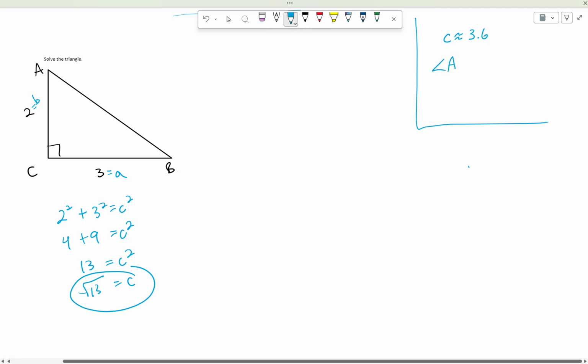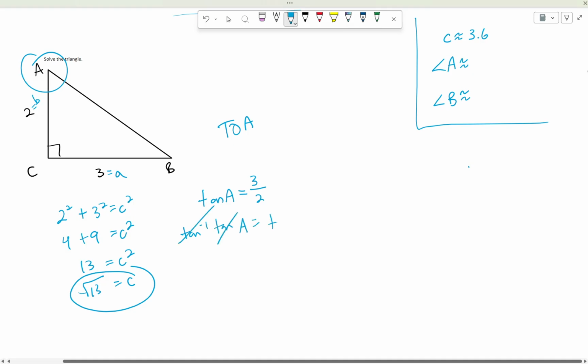I have angle A, which is going to be about equal to something, and angle B, which is about equal to something. So let's solve for angle A. We're going to solve for the tangent of A. From the angle, the opposite, right, TOA, is going to be this 3 over the adjacent, which is this 2. Okay? So when I solve here, of course, I do my inverse tangent on both sides.